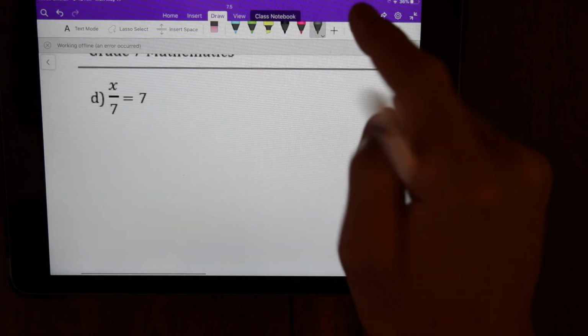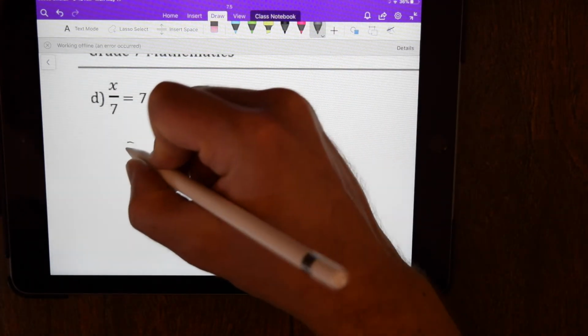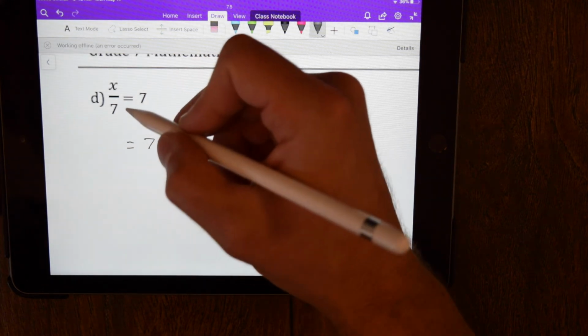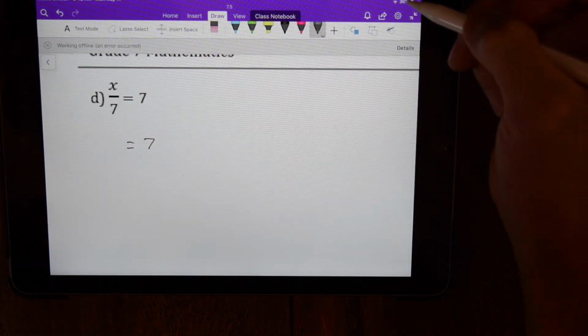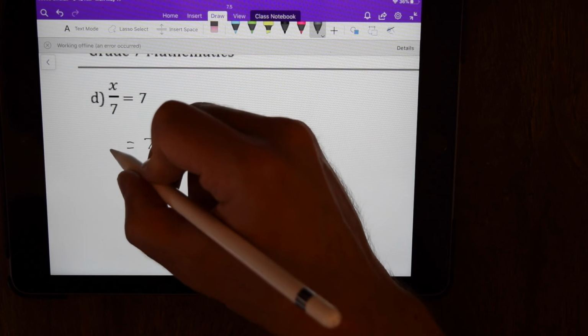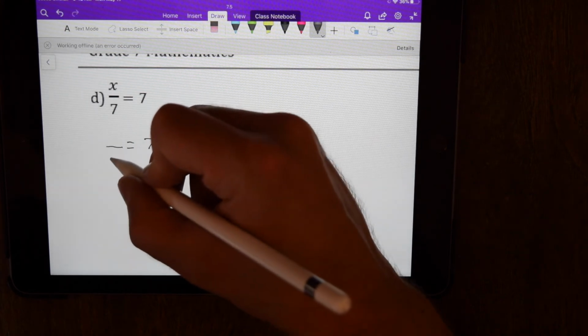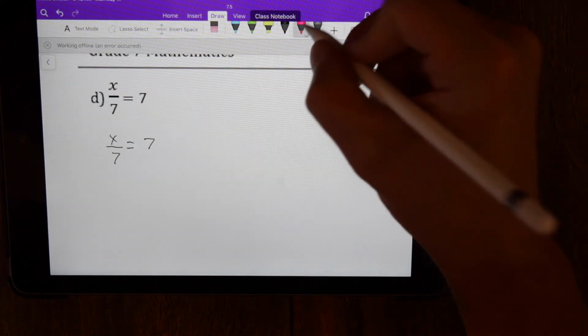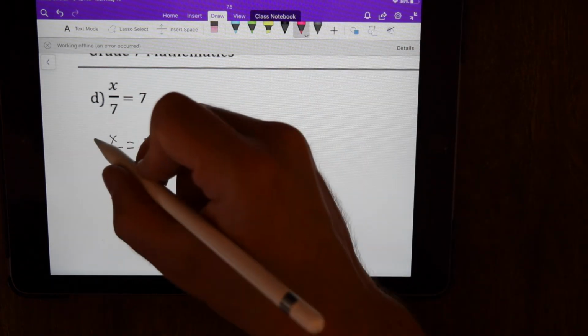So again, there's no guesswork here. This is going to be really easy. Keep in mind, you want to have the same thing on both sides, and this is where people mess up sometimes. I've got x over 7. So what am I doing to both sides? I'm multiplying by 7.